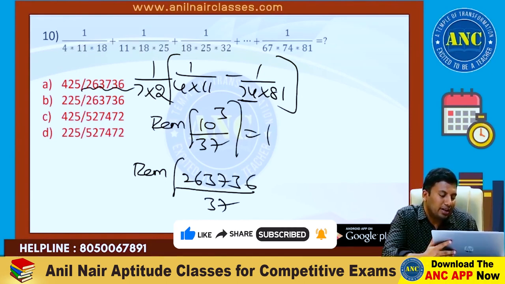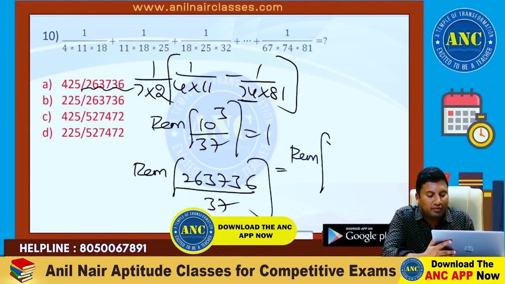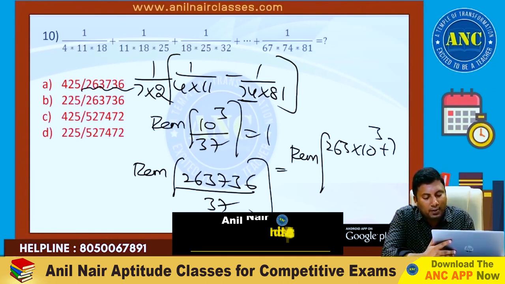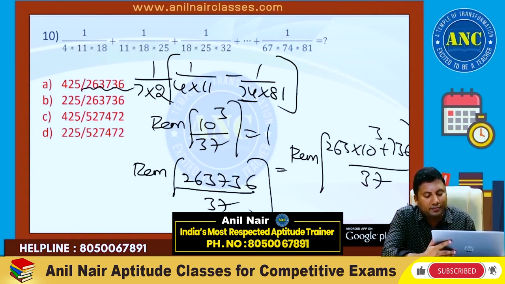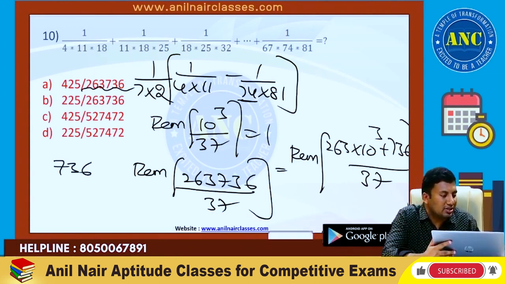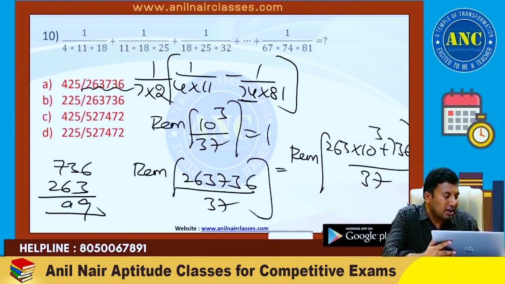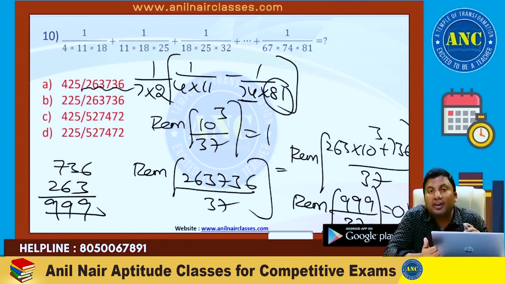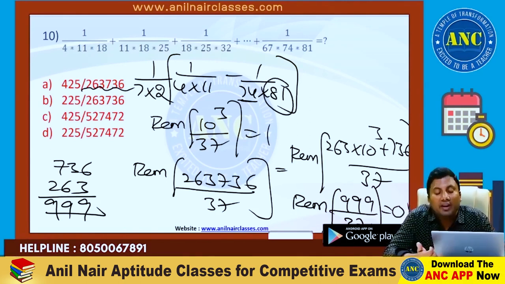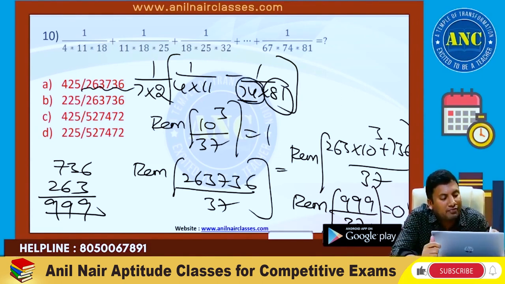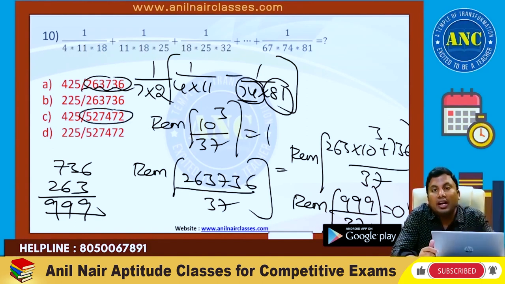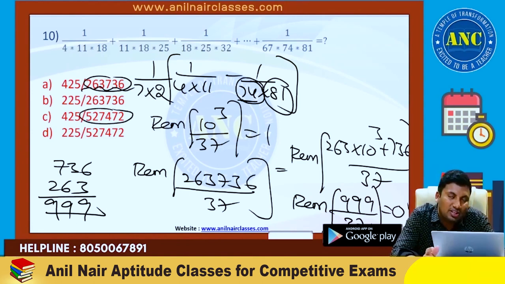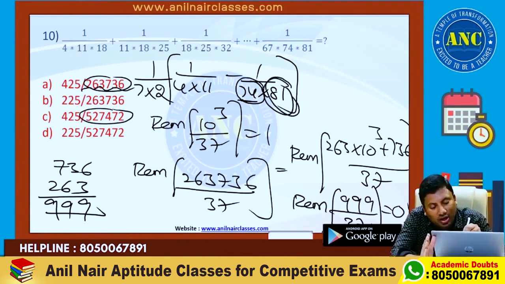263736 divided by 37. These are nothing but remainder of 263 into 10 cube plus 736 divided by 37. 263 plus 736, 999. So 999 is nothing but 37 into 27. That means for 81 it is 9 square, answer should be divisible by 9. If it is not working because there are 3 numerical values in the denominator, you can go for the next one, 74. These are divisible. Obviously, these are nothing but a next multiple of 263736. That means if you are stuck with this, you can go ahead and check with this.